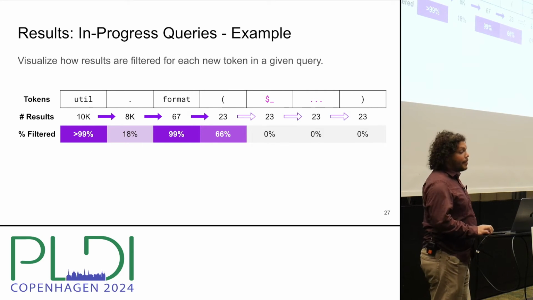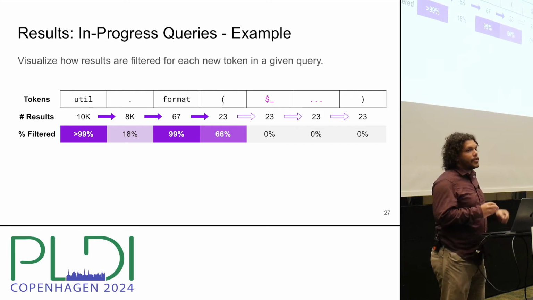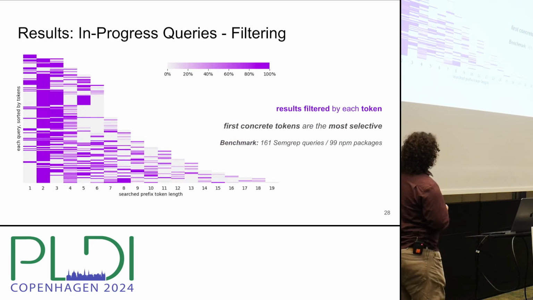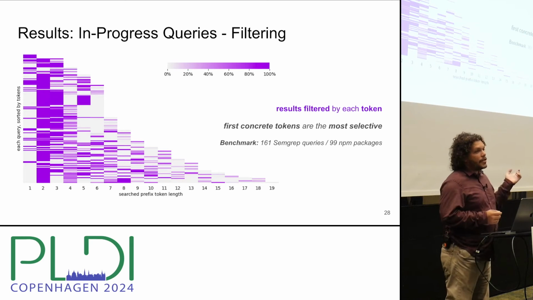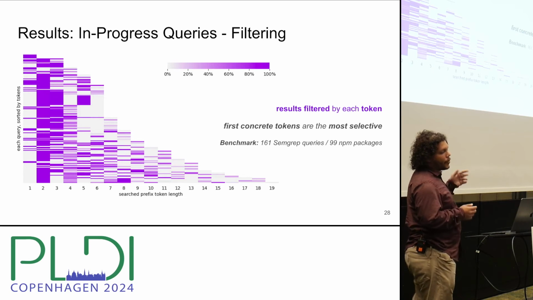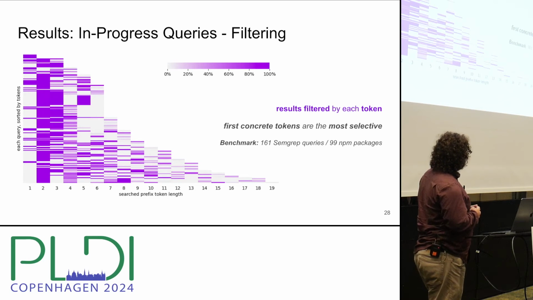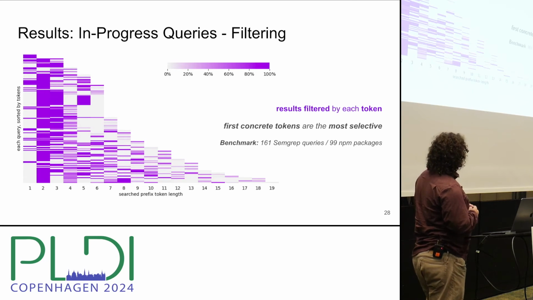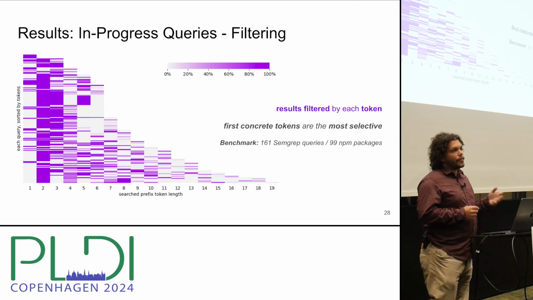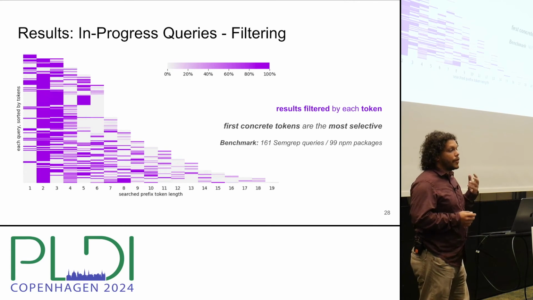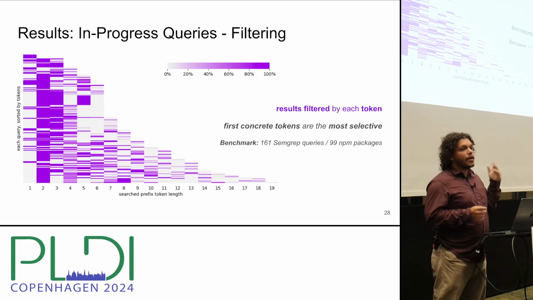OK, now if we take a step back and just focus on that last line, we can graph that line for every query in our benchmark. And this is what the graph looks like. This is 161 queries that we extracted from a real-world benchmark that we've tokenized and graphed, running over roughly 100 NPM packages. And so you can see here that those insights from our previous slide generalize, where a lot of the first few concrete tokens are doing most of the filtering, and you saturate your final set of results often very quickly.